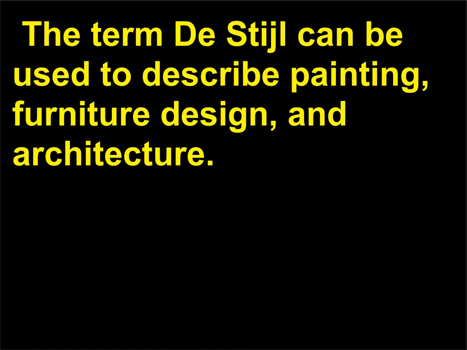The term De Stijl can be used to describe painting, furniture design, and architecture. Works include Gerrit Rietveld's Red Blue Chair, 1923, the Schroeder House in the Netherlands, and the paintings of Piet Mondrian.